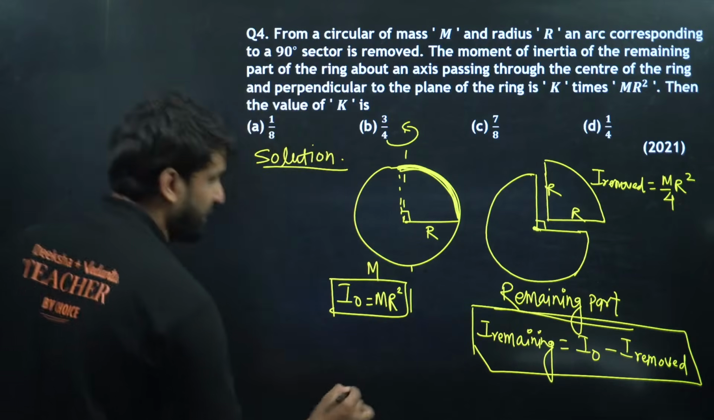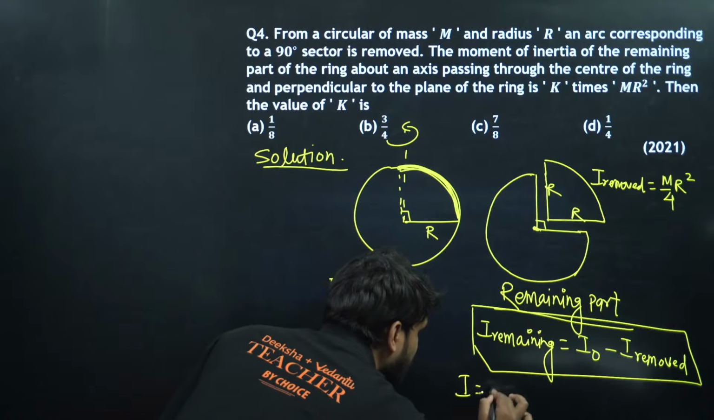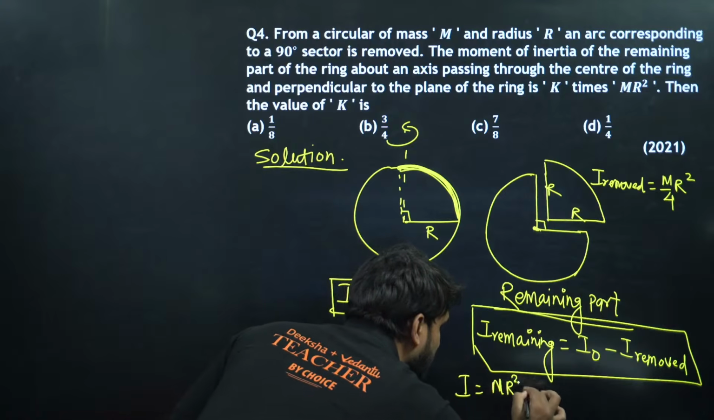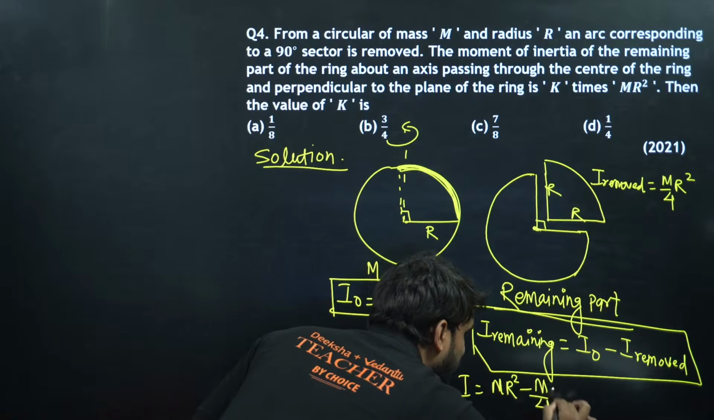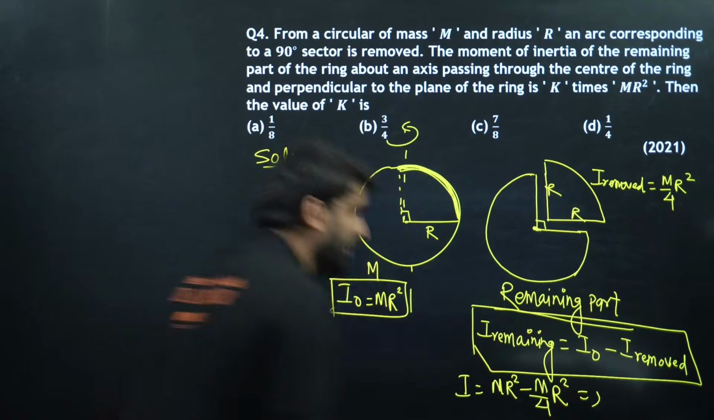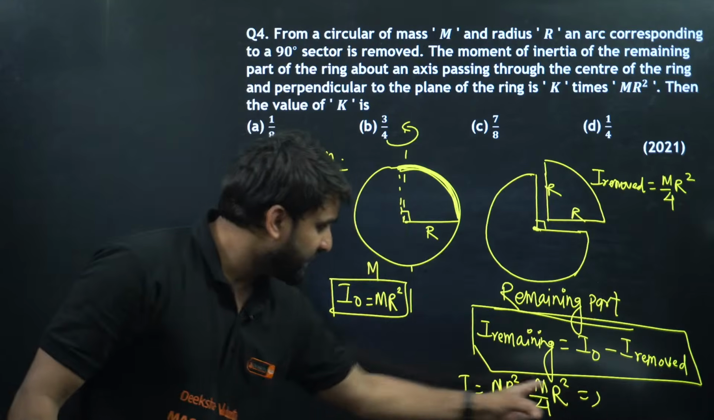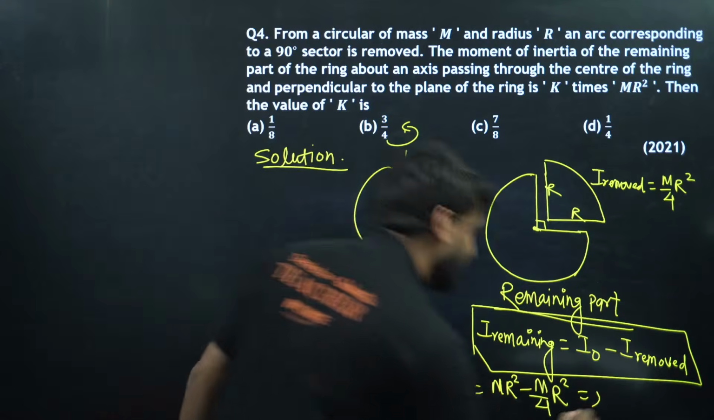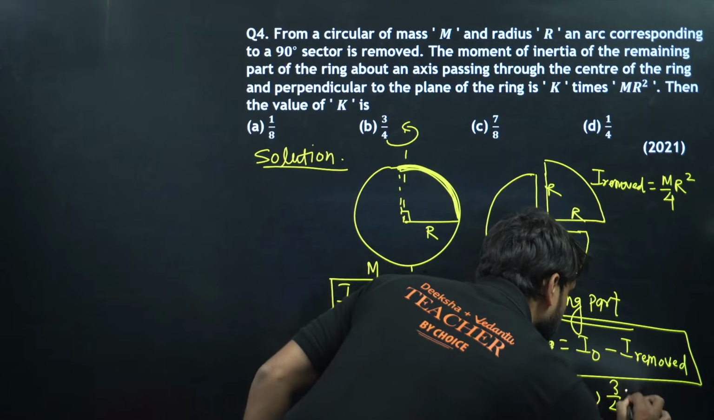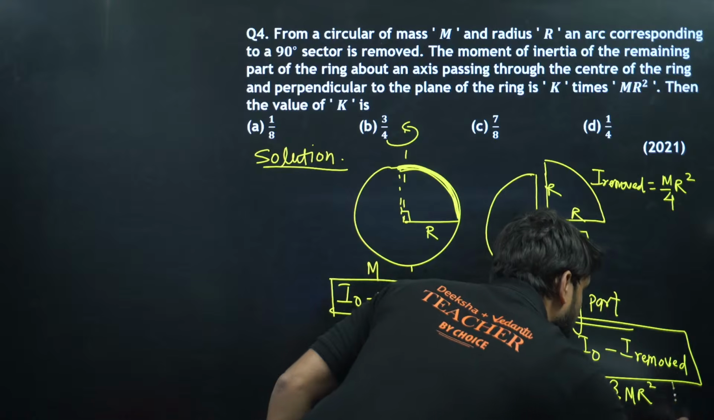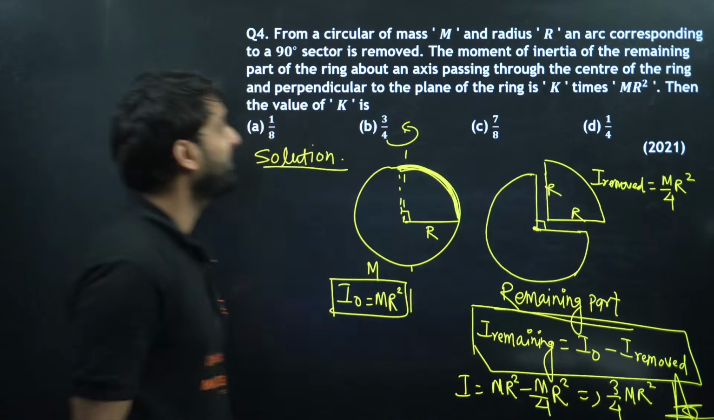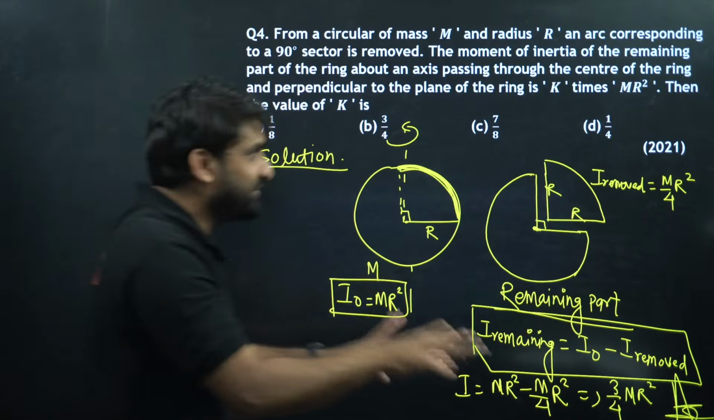So can we find out the answer here? I will be equal to MR square minus M by 4 R square. So what will be the result? Can we take LCM here? So 4MR square minus MR square will be 3 by 4 MR square. So 3 by 4 MR square is the answer. But this is not the final answer.